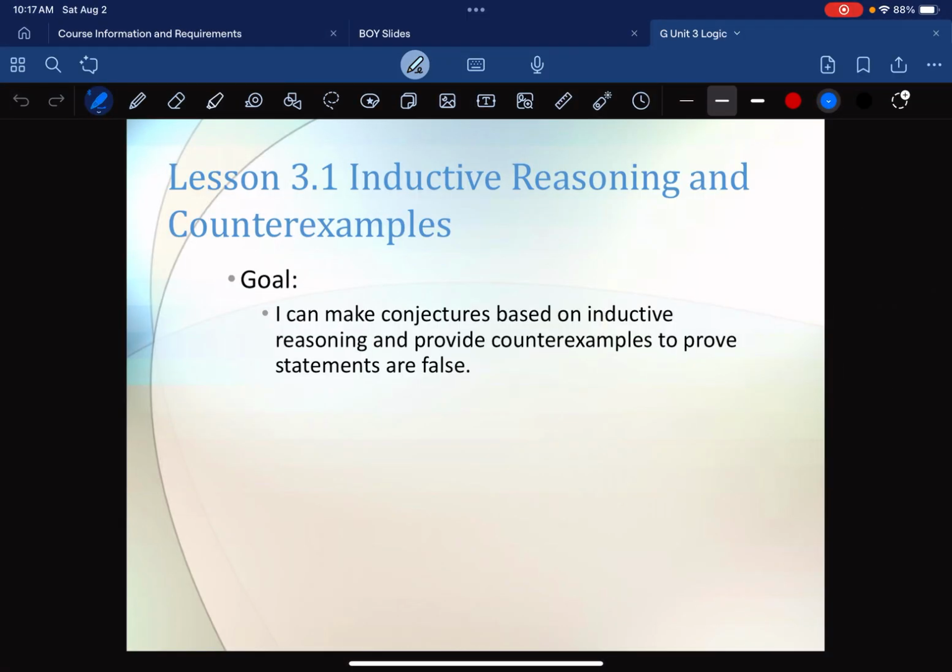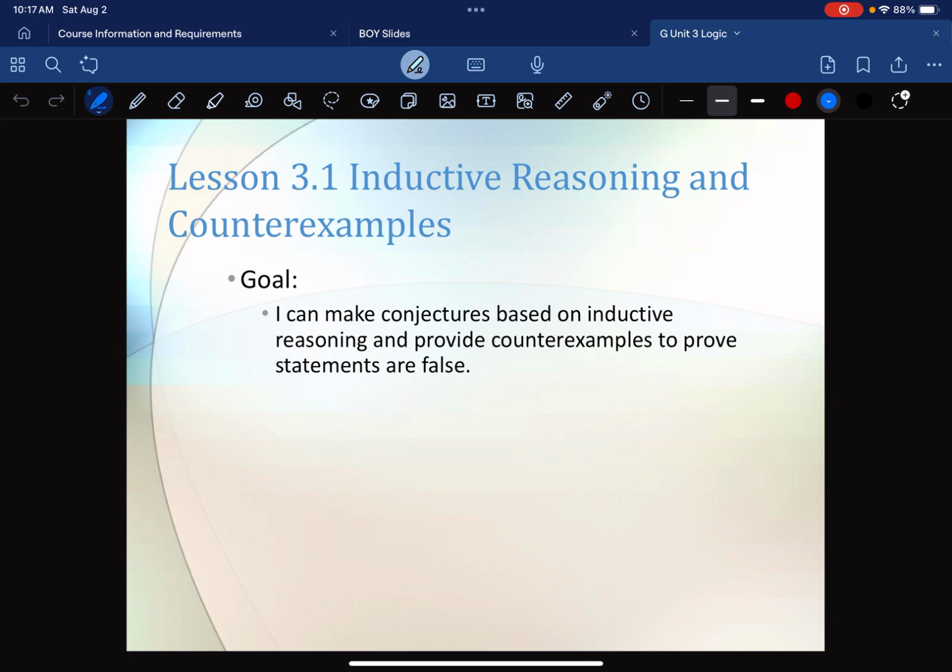This is lesson 3.1 of Geometry, Unit 3. It's called Inductive Reasoning and Counterexamples. So we're really starting into the logic portion. That's the name of this chapter, is logic. Logic portion of geometry. It's one of the courses that forces you to think critically and develop some new pathways around that in the brain.